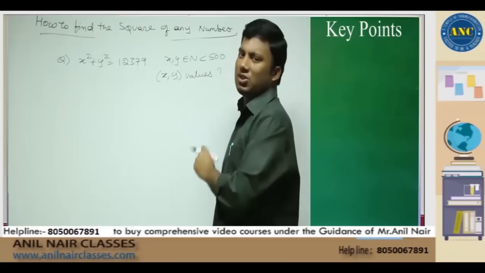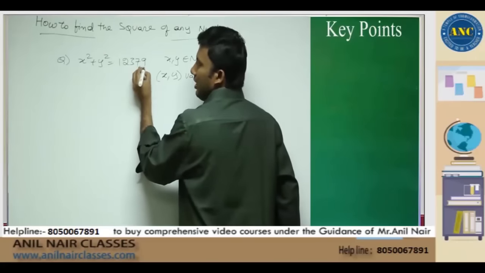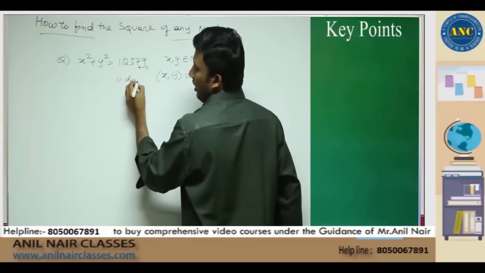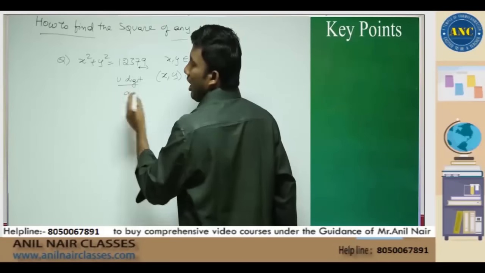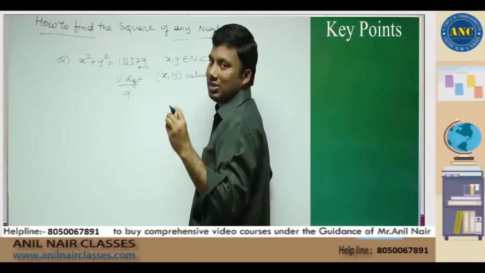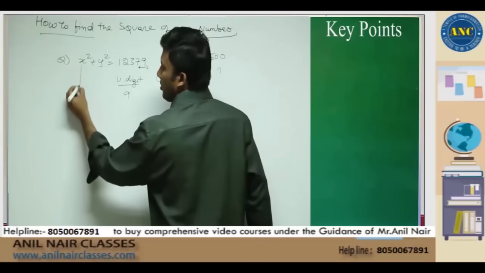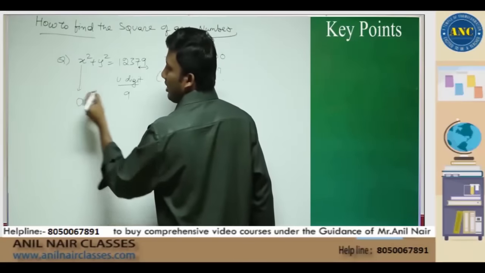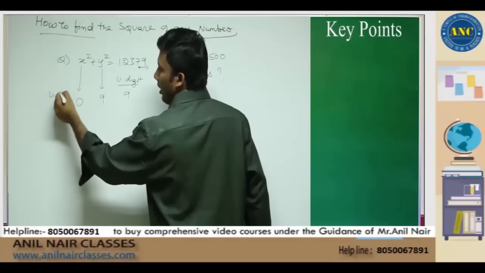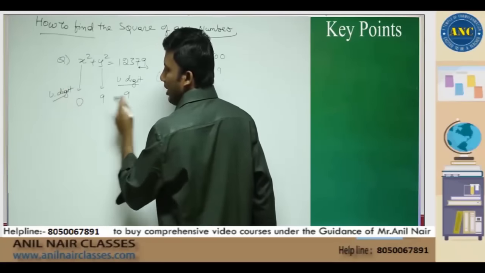Use the same approach that we discussed in the last problem. This number is ending with which number? 9. So the unit digit in the right hand side is 9. How did we get this 9? It is nothing but the addition of the unit digit of y square and the unit digit of x square. Tell me the possibilities. X square unit digit can be 0, y square unit digit can be 9. We are only looking at the unit digit as the reference point. 0 plus 9 is 9.